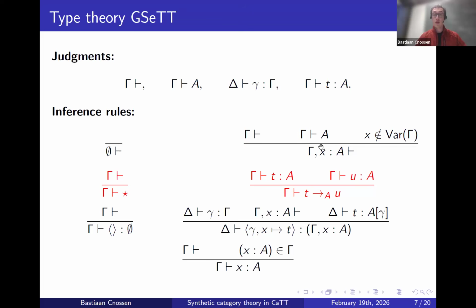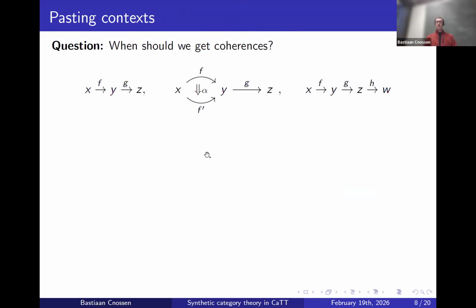So there's an empty context, we have context extension, there's a substitution to the empty context, there's substitution extension, and then we have terms. So GSET is a kind of special type theory because the only terms we can ever construct are the variables. So this type theory in itself is not very interesting, but it forms the basis of the next type theory, which is CaTT.